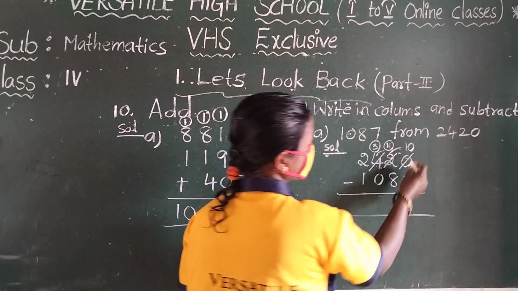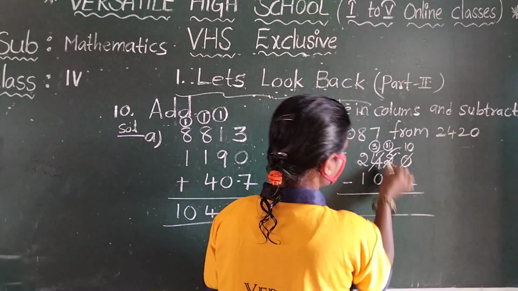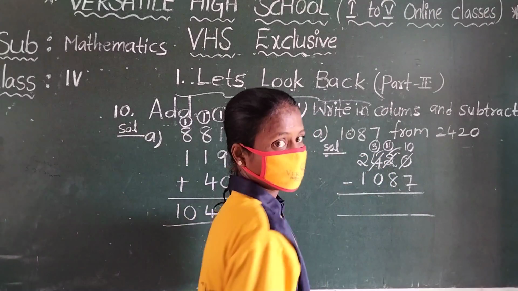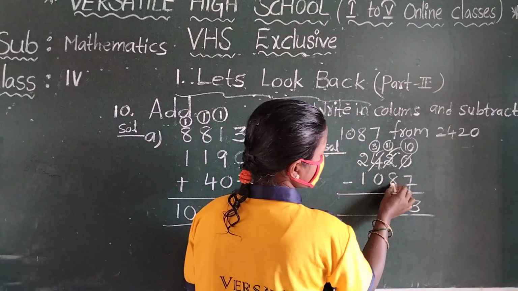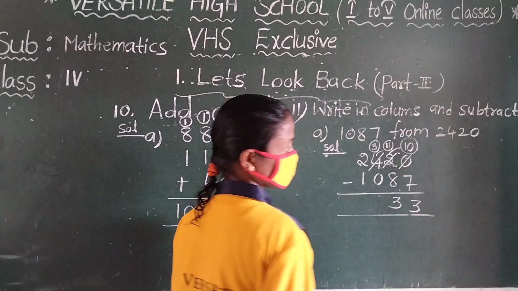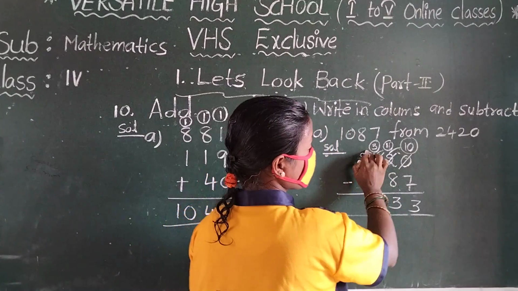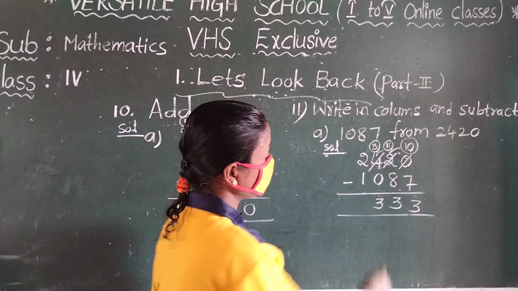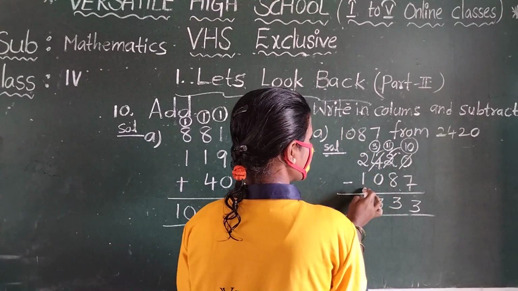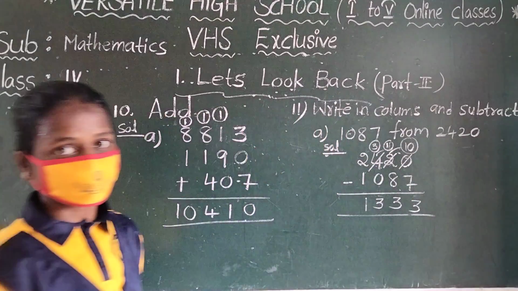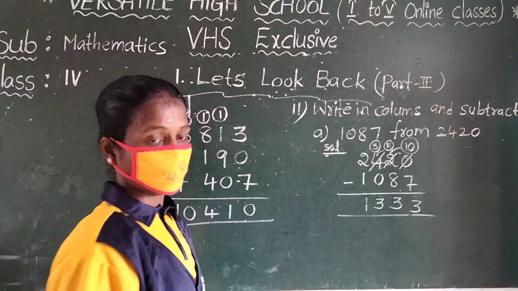Are you understanding? 10 minus 7, is it possible? Yes. 11 minus 8. 3 minus 0. 2 minus 1. Now you subtract. 10 minus 7 is 3. 11 minus 8 is 3. 3 minus 0 is 3. You observe only the rounded numbers here. Don't look at the cut numbers. 3 minus 0, 3. 2 minus 1, 1. This is our answer. The second one is given in your textbook. You practice it in your notebook.